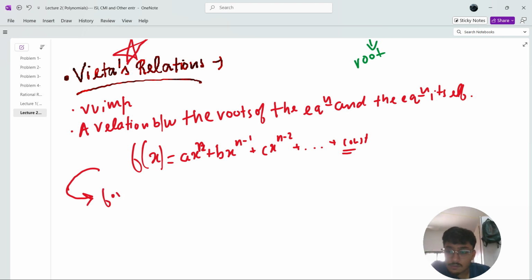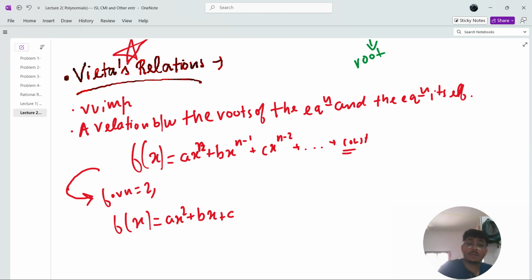So for n equal to 2, my f of x would be a x square plus b x plus c. This is my general equation for n equal to 2, that is my normal quadratic equation. Let its roots be alpha, beta.